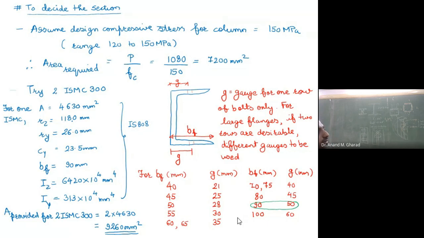Once you decide upon the design compressive stress FCD value, you can calculate the area which is required. Area required shall be P divided by FCD value. This comes out to be 7200 mm². You check, you can verify this value. Okay. Shall we move ahead?